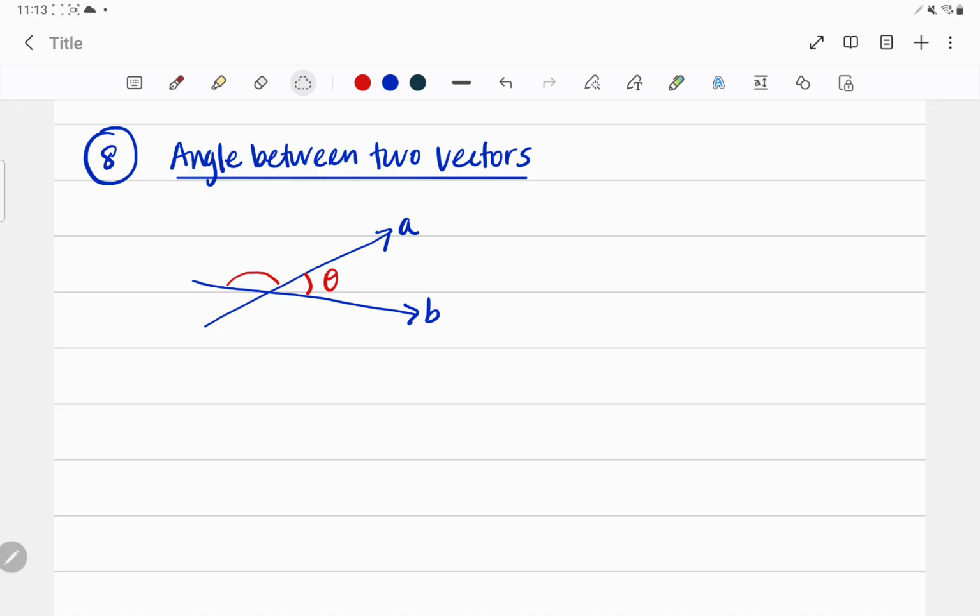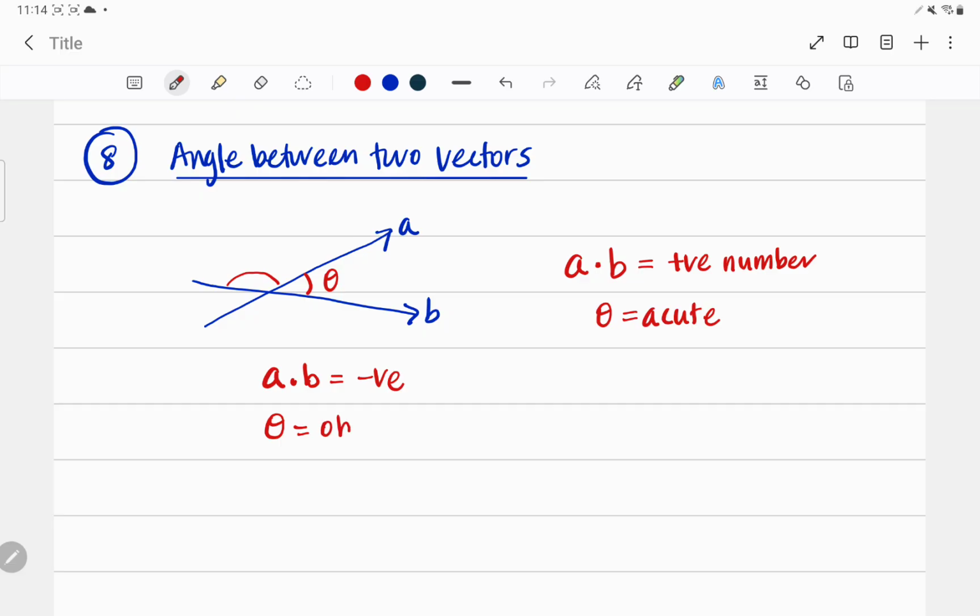The answer is, if A dot B gives you a positive number, then the angle between A and B would be acute. I have shown you the way to find A dot B in the previous video. So if A dot B gives you a negative number, that means the angle between the two vectors A and B here will be obtuse.